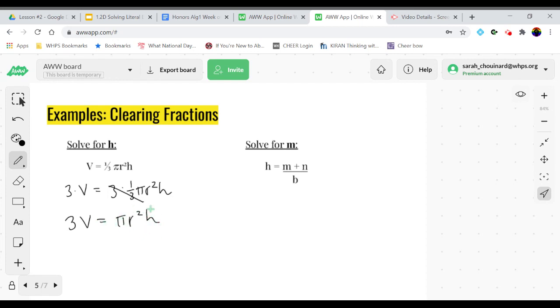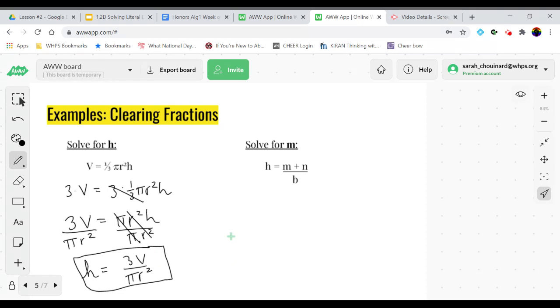Now these are all being multiplied together. So if I want h isolated, I need to divide by the two things it's being multiplied by. And I'm going to do that in one step. It just makes this process easier. So pi and r squared are gone. So h is 3 times the volume divided by pi times the radius squared. That's the formula for the height of any cone.